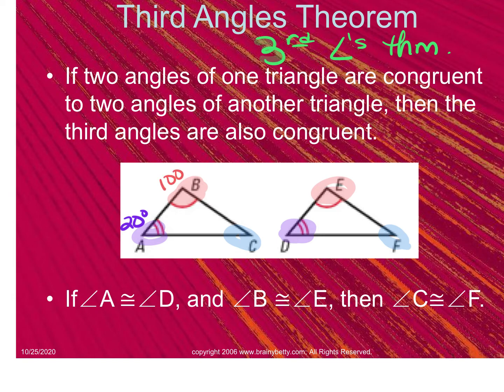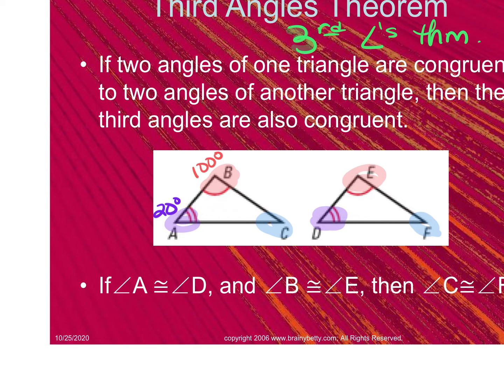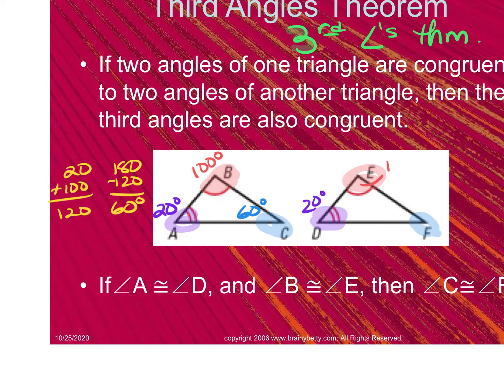And last week, we learned the triangle sum theorem. So I know that I can take 20 plus 100, add that, and then subtract it from 180 to get my missing angle C, which would be 60 degrees. So now if I take these same numbers, because A was congruent to D, because it had the same marking, D is also 20, E is congruent to B, so this one's also 100, and I could do the same math or just realize that C and F are congruent, so F would also be 60 degrees.